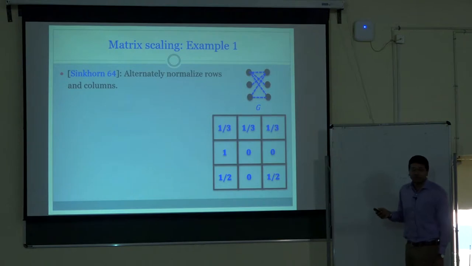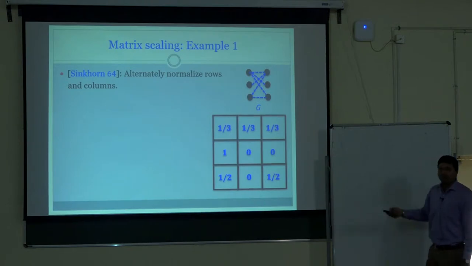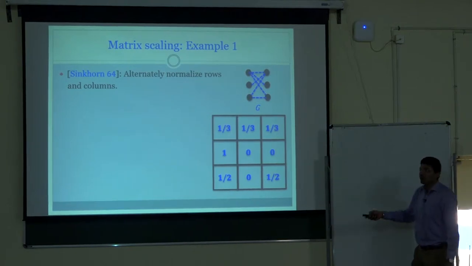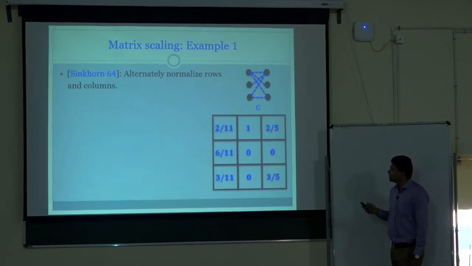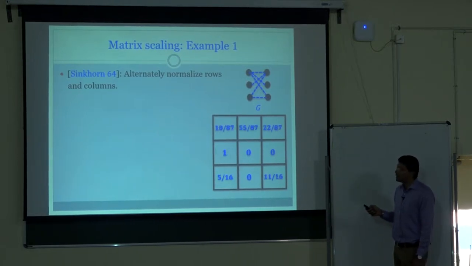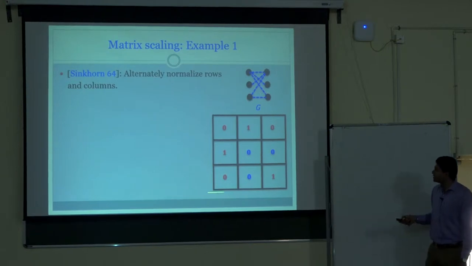Now the column sums are not 1. What do we do? We normalize the columns: multiply the columns by the inverse of the column sums, and you get something like this. Now the column sums are 1, but you have disturbed the row sums. So you again normalize the rows, then normalize the columns, and so on. And you can believe me that eventually you will converge to this matrix. And this matrix is something like that.